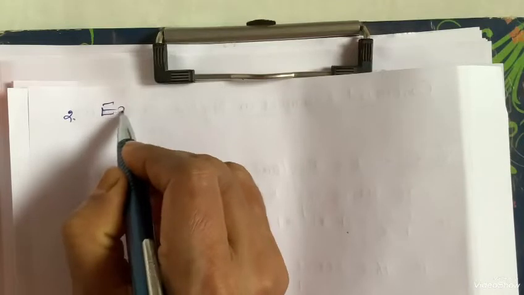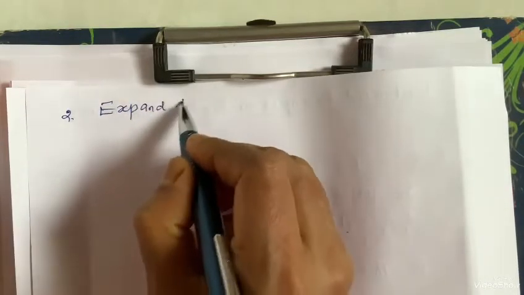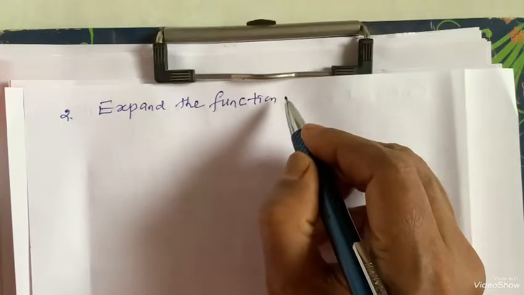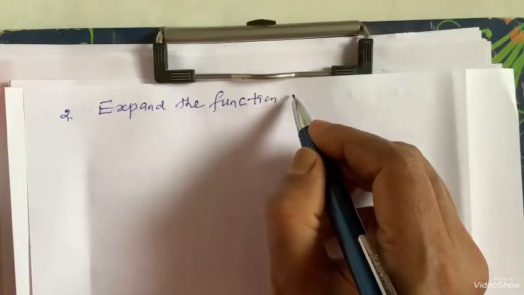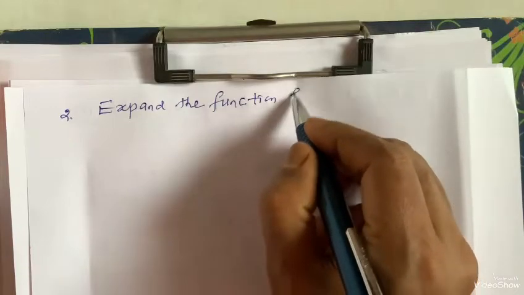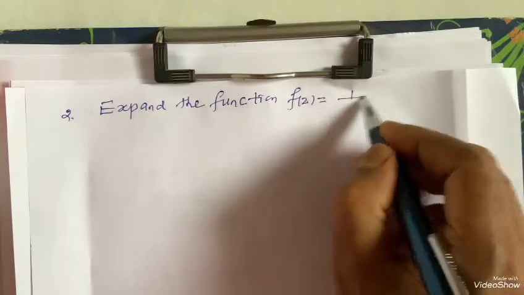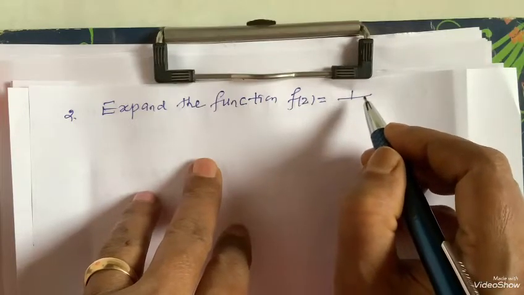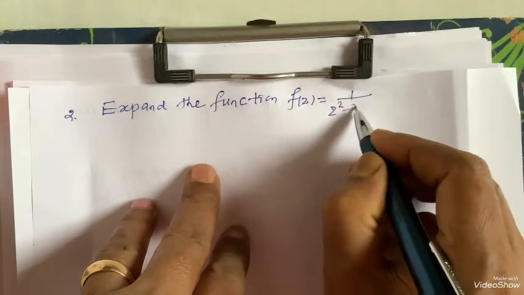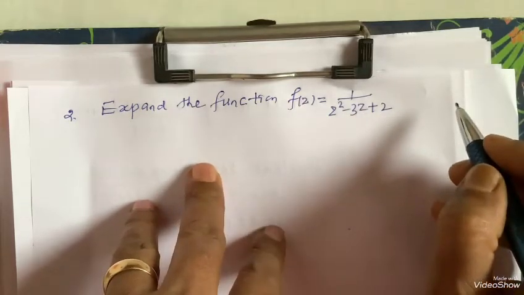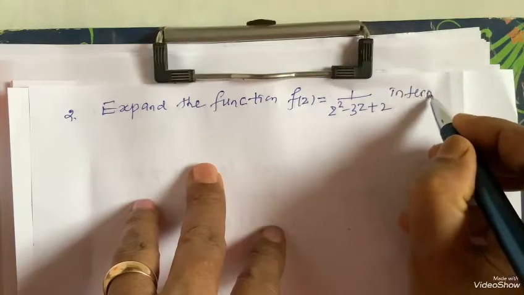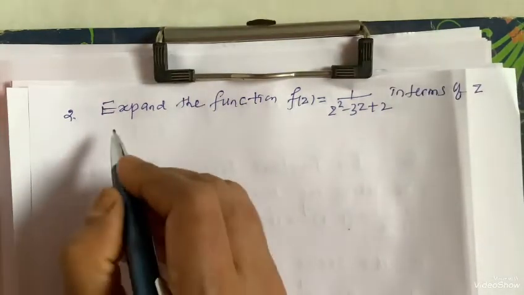Expand the function f(z) is equal to 1 upon z square minus three z plus 2 in terms of z in the region.